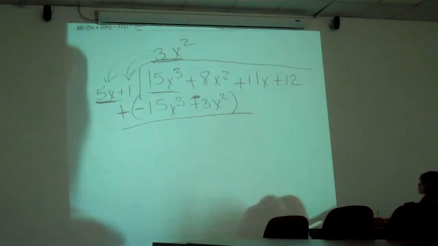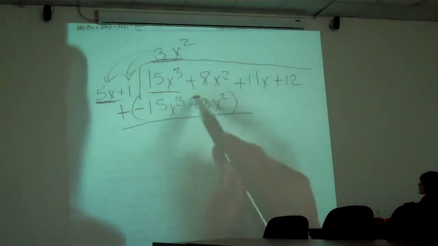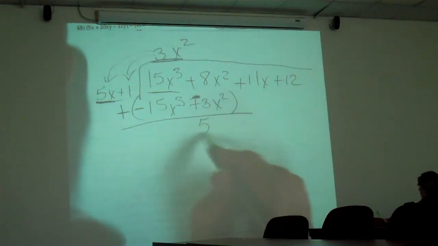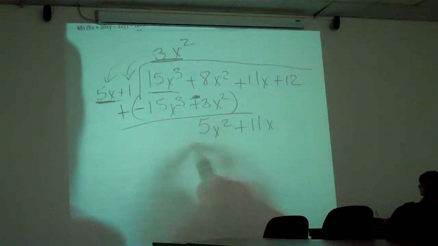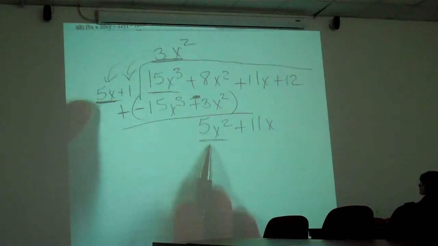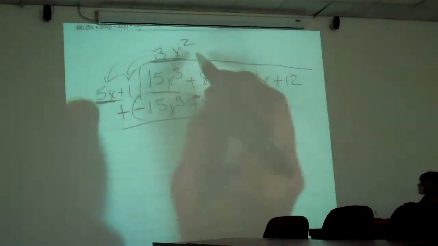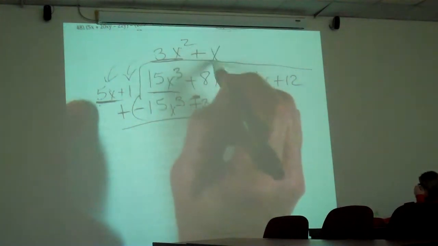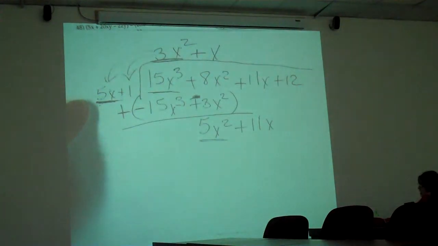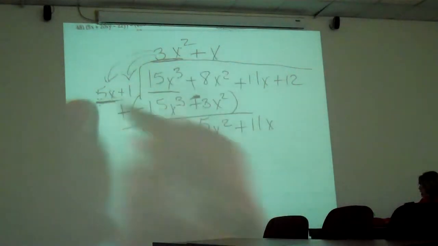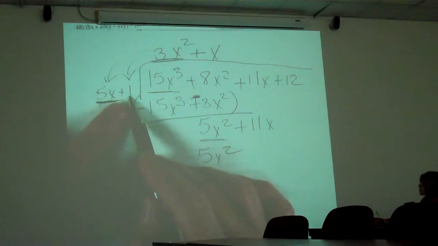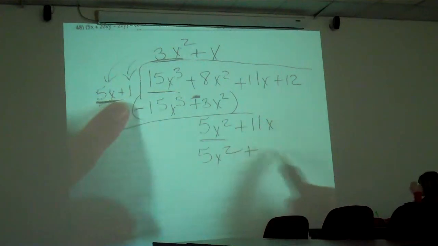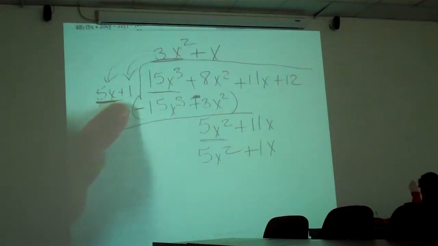That way you don't mess up with your number here. 8 minus 3, 5x squared, bring the next one down. Okay, look at this and this. What do we need to multiply by to get that? X. Just x, right? A positive x, or plus 1x, or just plus x. X times 5x is 5x squared. X times 1 is 1x, right? You can put the 1 or leave it off, it doesn't matter.